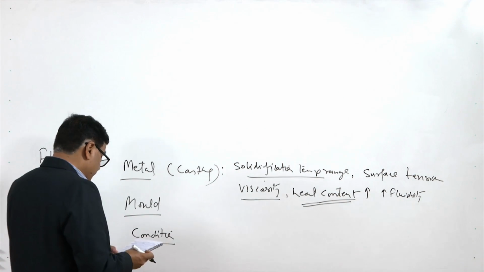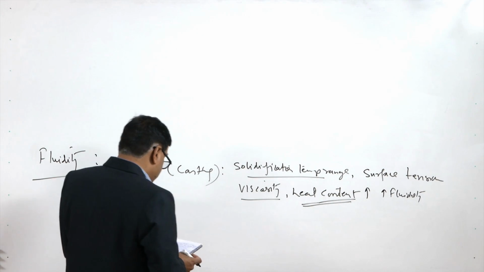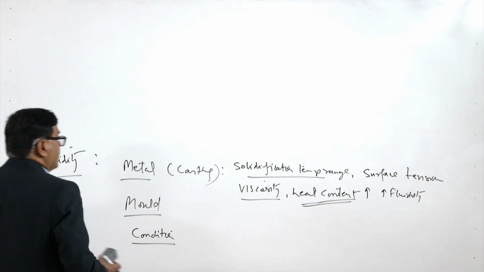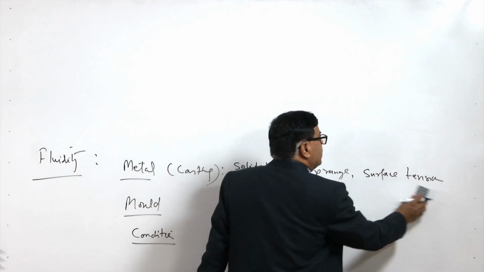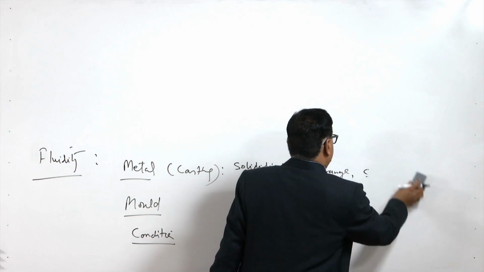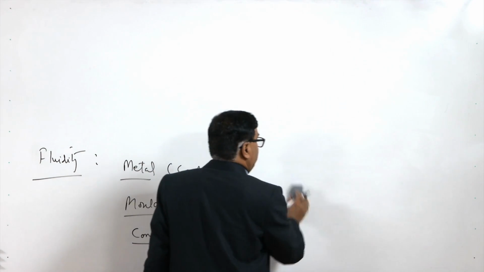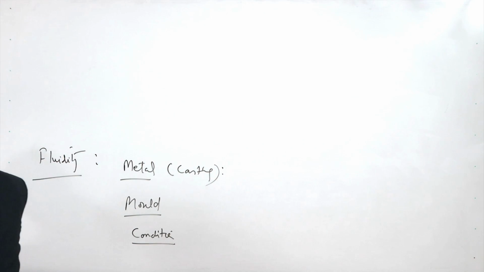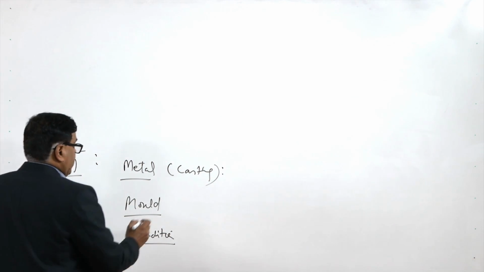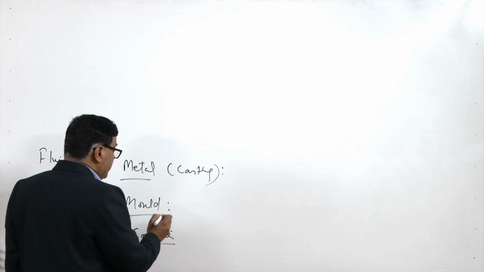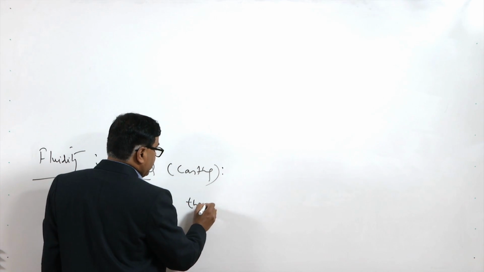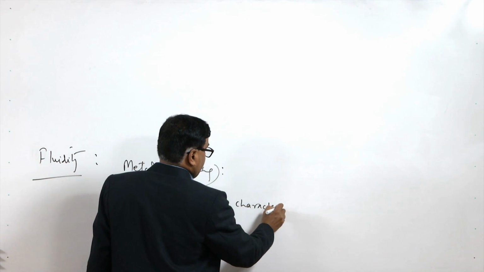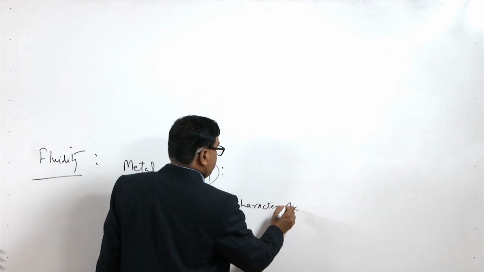Next is the specific weight. Higher is the specific weight, greater will be the resistance for the flow, which in turn will be adversely affecting the fluidity. Next is the mould properties. The mould properties are important because of its properties like thermal characteristics or thermal conductivity, thermal characteristics.